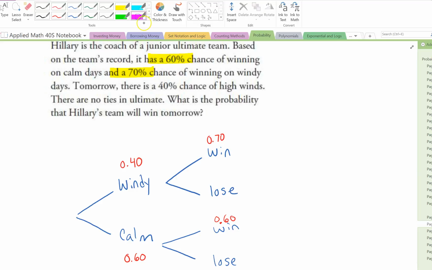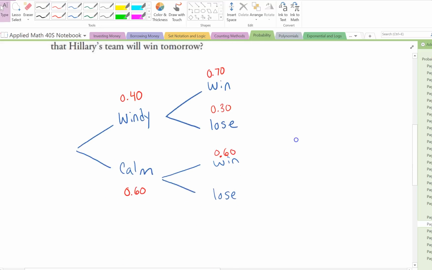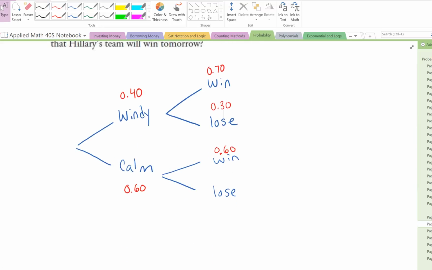And then the 40% was there. Right? But again, every time they give you one of these values, they're actually giving you 2 values, because if it's a 70% chance of winning on a windy day, then that means there's a 30% chance of losing on a windy day. And same with calm. 60% chance of winning on a calm day, that means there's a 40% chance of losing. How do I know? Because they always have to add up to 100%, or for decimal places, they have to add up to 1.